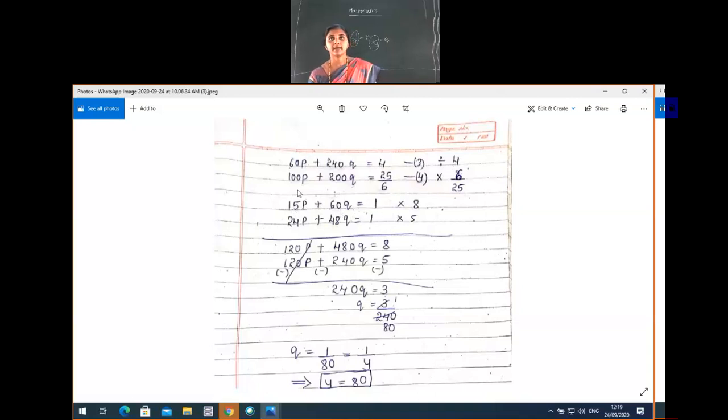Next, here 100p and 200q in that 25 by 6. In that we can multiply. Namgi fraction beda andre, you can use a trick. For the whole equation, if we multiply 6 by 25, so that the equation will be reduced.